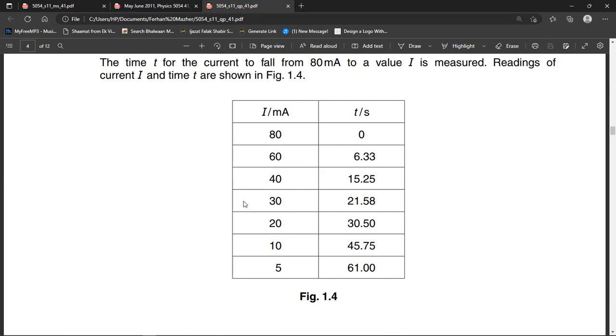When the current is 30 milliampere, the time passed is 21.58 seconds. And when the current is 20 milliampere, the time passed is 30.50. When the current is 10 milliampere, the time is 45.75 seconds. When the current is 5 milliampere, the time passed is 61 seconds.